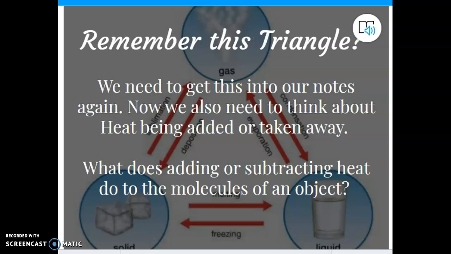Now remember this triangle. Don't forget this triangle. We got to think about when heat is being added and when heat is being taken away. And we got to think about what does that do to the molecules. So for example, if I'm moving from a solid to a liquid, I have to remember what solid molecules look like. I have to remember what the liquid molecules look like. And we used water as an example. And we know that solid molecules are super close, liquid molecules a little further apart. So what's happening is, as we add heat to a solid, the molecules start to move more and more and more, and they start to spread further and further apart until they eventually change state.